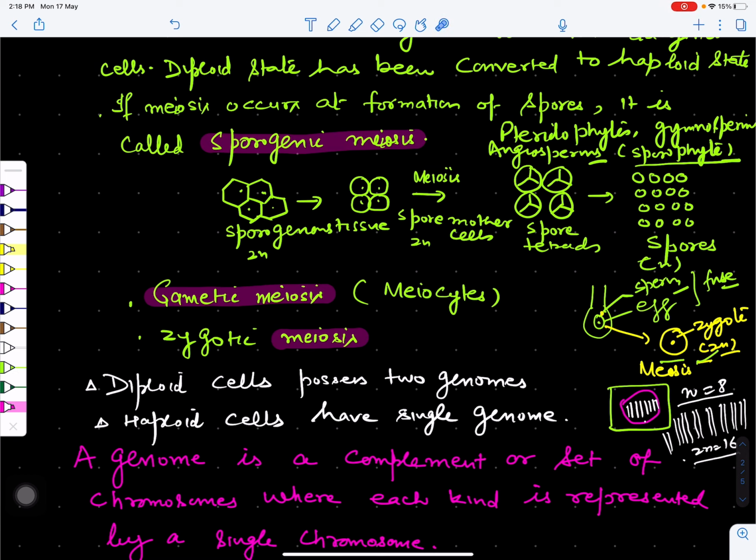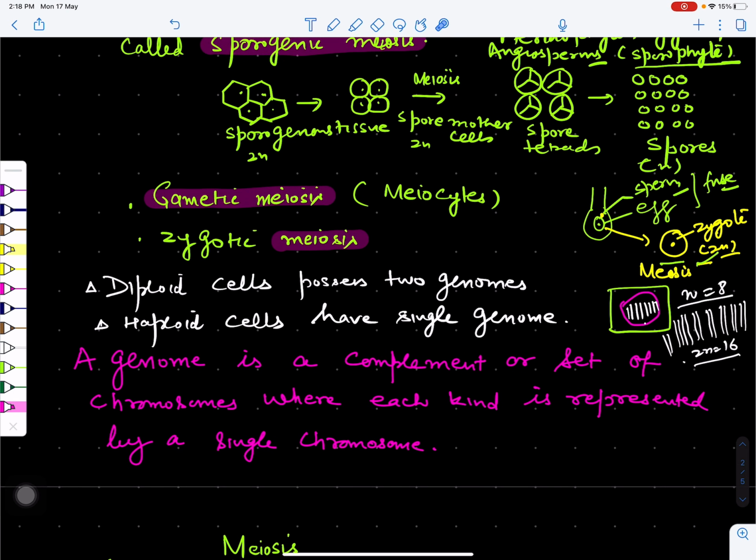Now diploid cells possess 2 genomes. Haploid cells have a single genome. Like if we see this cell, here we have 8 chromosomes, n is equal to 8. So a genome is a complement or set of chromosomes where each kind is represented by a single chromosome. So we can see 8 chromosomes, they are represented singly in this cell. So n is equal to 8. Now when they become double, 2n is equal to 16. So a diploid cell will possess 2 genomes. Haploid cells will have a single genome.